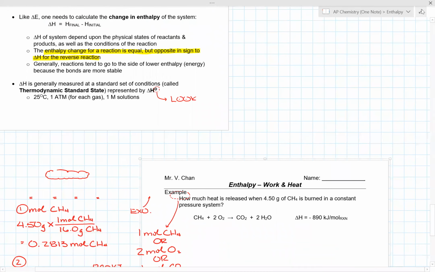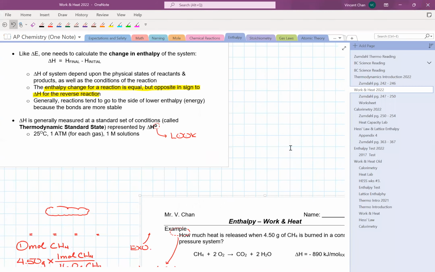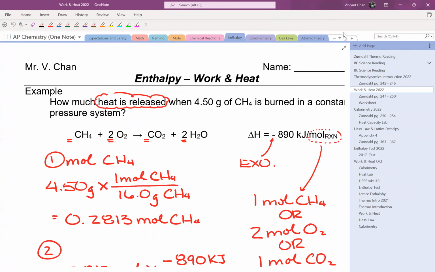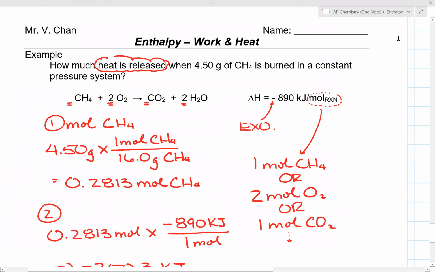Now, remember here, in this example that we had done, I said that delta H was negative 890 kilojoules per mole reaction, and it changes depending on what we are looking at. So in this case, it was for 2 moles of oxygen gas. But if we were to change it to 1 mole, then the value would be different.